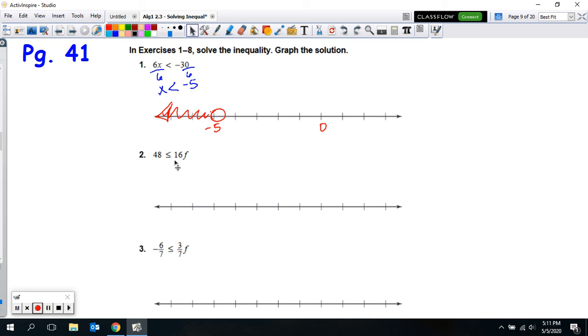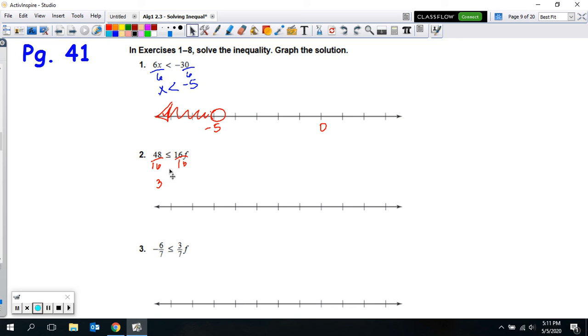So on number 2, we're going to have to do the same thing with 16 times f, divide by 16. So divide this by 16, that means f will be by itself, and over there also by 16. So 48 divided by 16, that is going to give us 3. When we divide that, 16 goes exactly into 48 3 times.